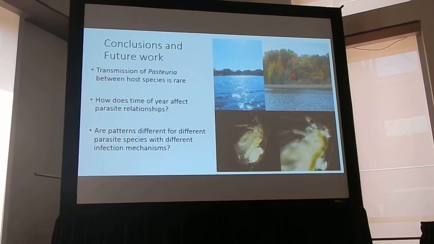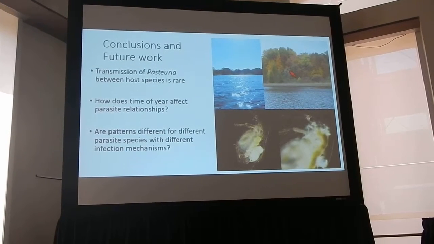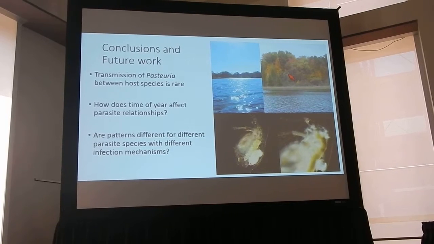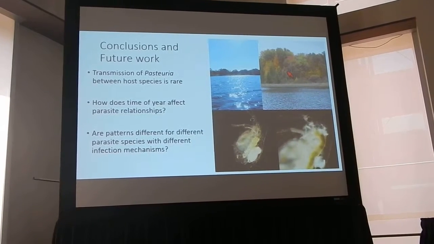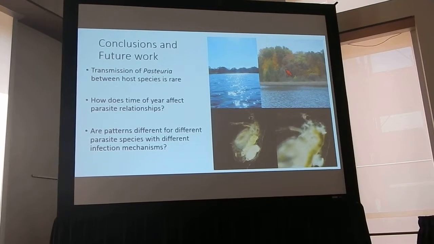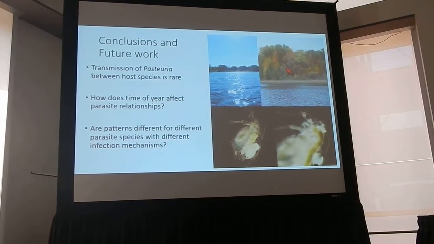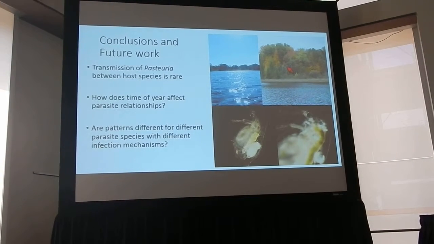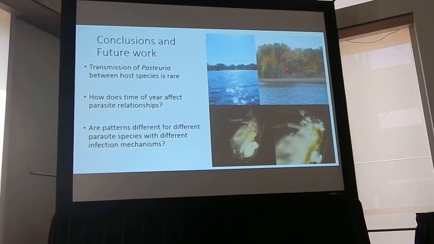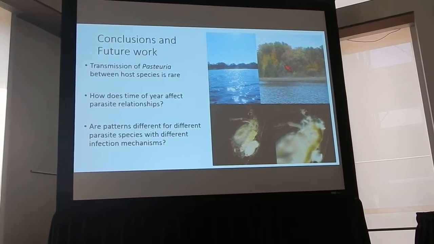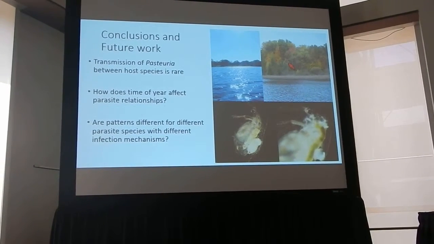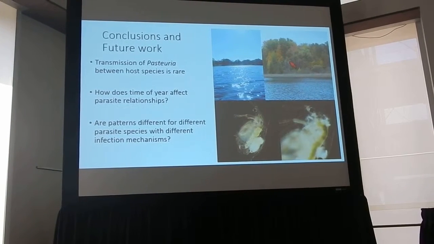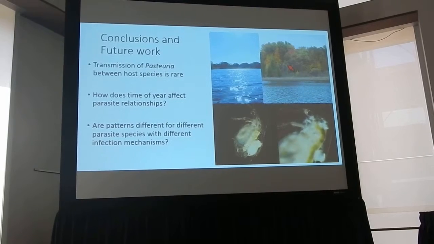In the future, I'd really also like to look at how the time of year that the parasite strains are taken affects the relationships, because one could imagine that after spillover, the parasites specialize on a given host type. And finally, I mentioned that there are a number of parasites that infect Daphnia in our system, and they have different transmission mechanisms. So I'm interested in seeing if those different transmission mechanisms might lead to different population structures.